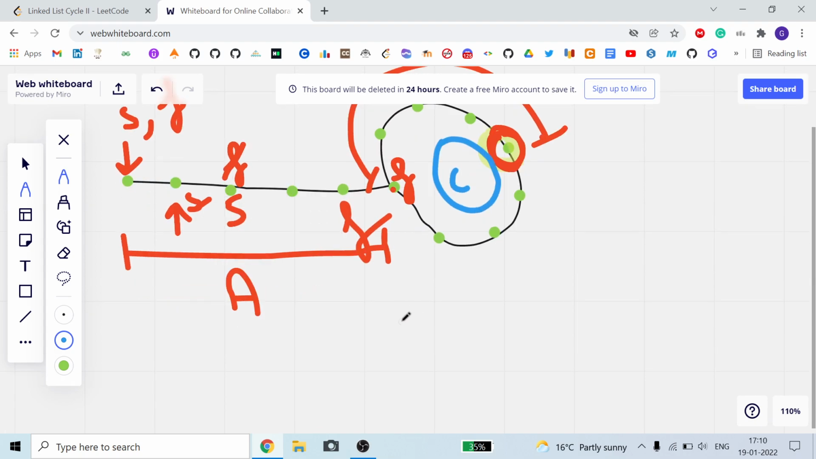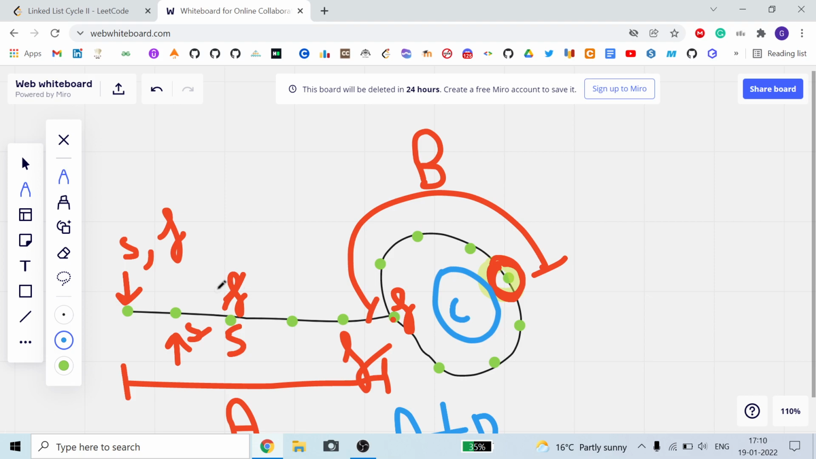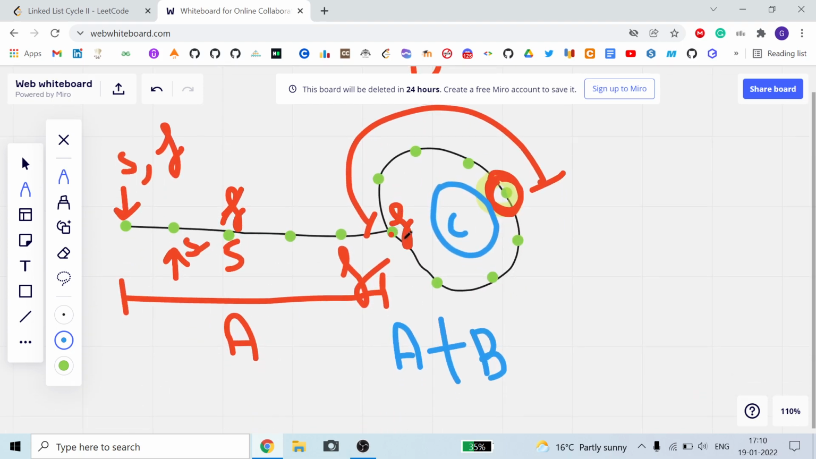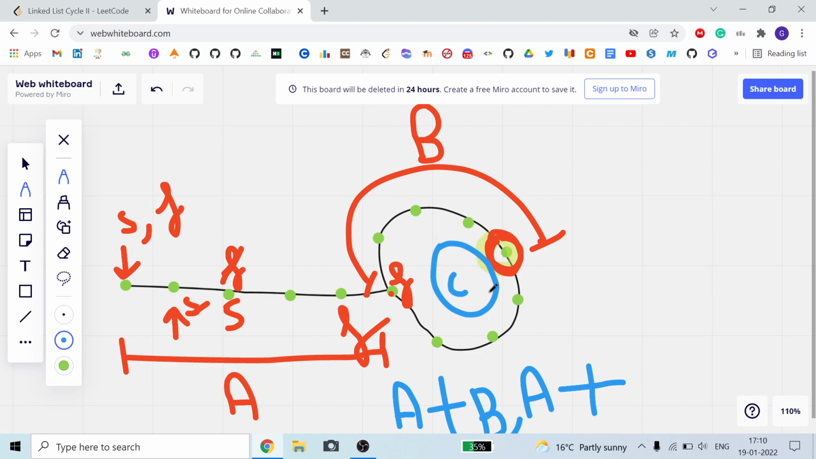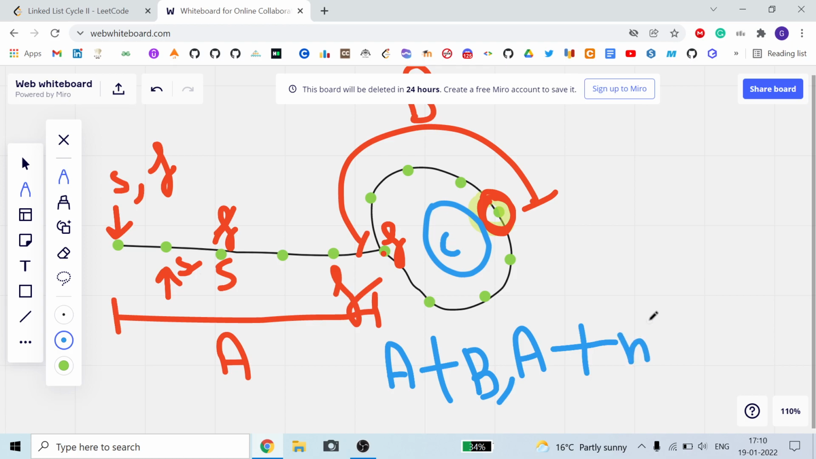So we can say our slow pointer will move a plus b, because we are moving here. What is the distance our slow pointer will move? a plus b. And what is the distance our fast pointer will move? This a is common, plus it will move some rounds of this cycle, so n c, plus this b distance is also covered.